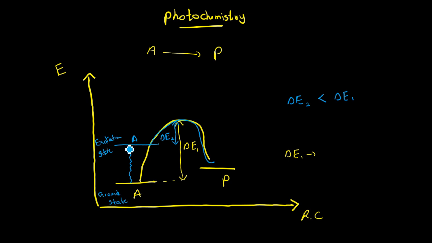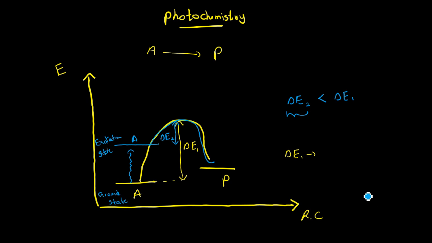So the reaction through this excited state is much more feasible because it has lower energy to surpass, right? So I hope you get the idea. This is what we are doing in photochemistry. We are going to excite our molecules, so the activation energy barrier would be lowered compared to our initial state, and then the reaction would be much more feasible than before. So this is the basic principle in photochemistry.